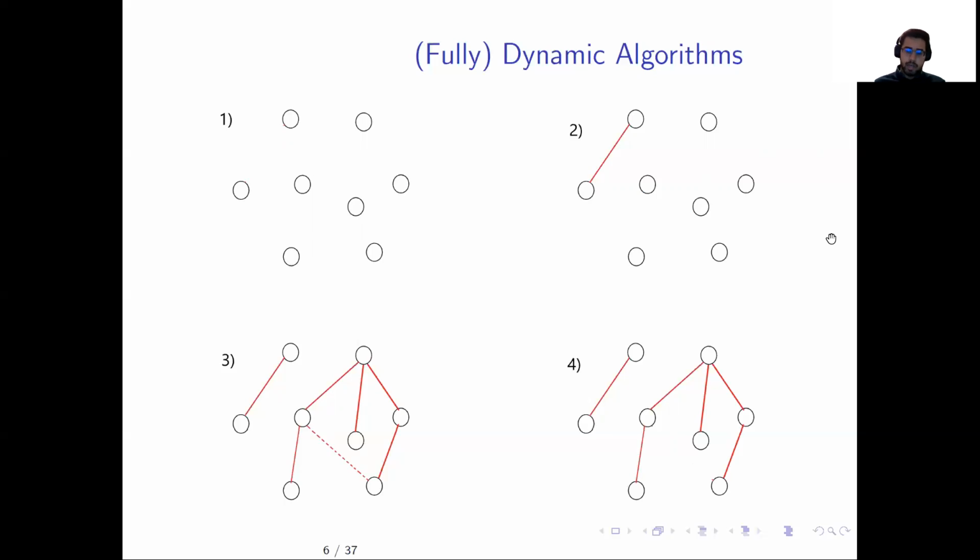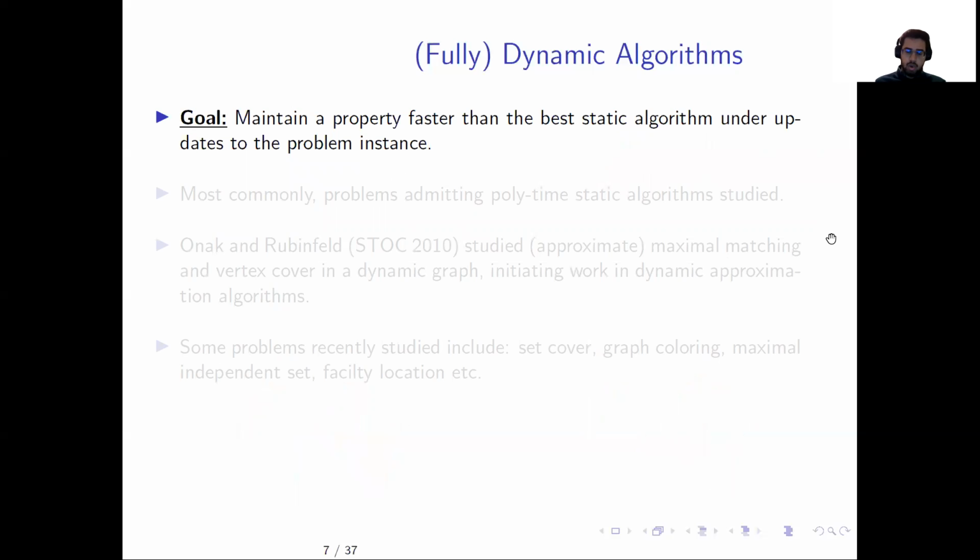with respect to time. And the goal of a dynamic algorithm in general is to maintain a property faster than the best static algorithm. So we just don't want to brute force and run the static algorithm from scratch each time. And so this is where dynamic algorithms come into play.